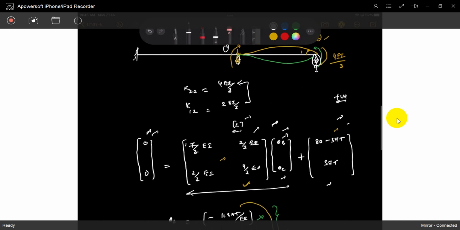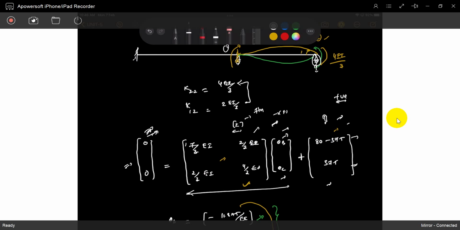This is a flexibility matrix. These are the unknown forces. These are the fixed end moments here. That matrix is the free deflection or rotation, the free deformation matrix. Here you find out the forces. We have to find out the deformations. These are the final values. These are the final deformations. So you can relate it.